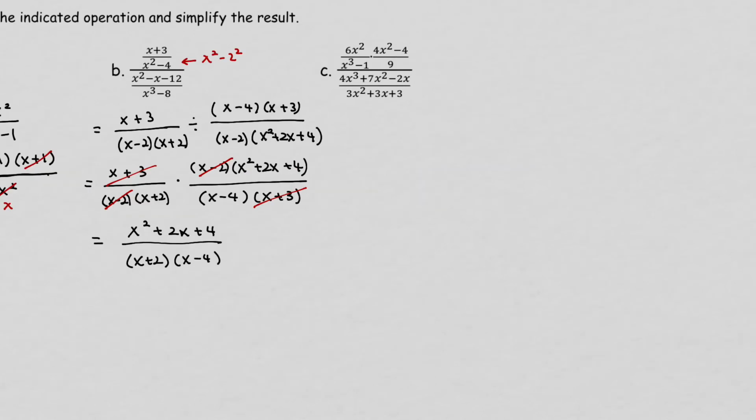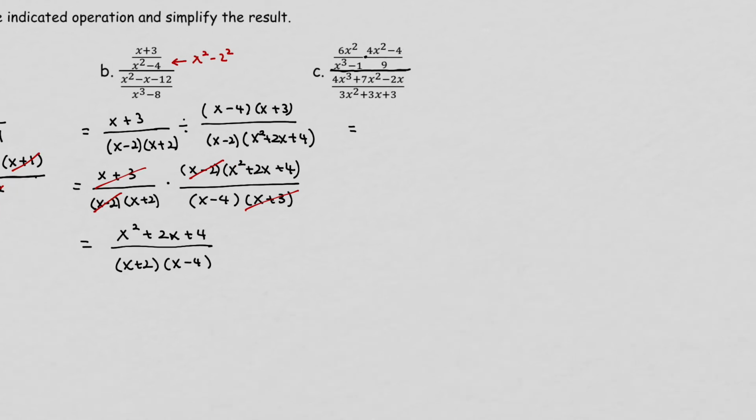Let's try one more. So this one, C. What we need to do is we have not only divisions, right? We not only have divisions, we have multiplications too. So what I like to do is when I'm writing these multiplications, I'm going to write it in factored form if I can factor. 6x squared will stay the same. But then the second fraction's numerator, I can factor 4 out.